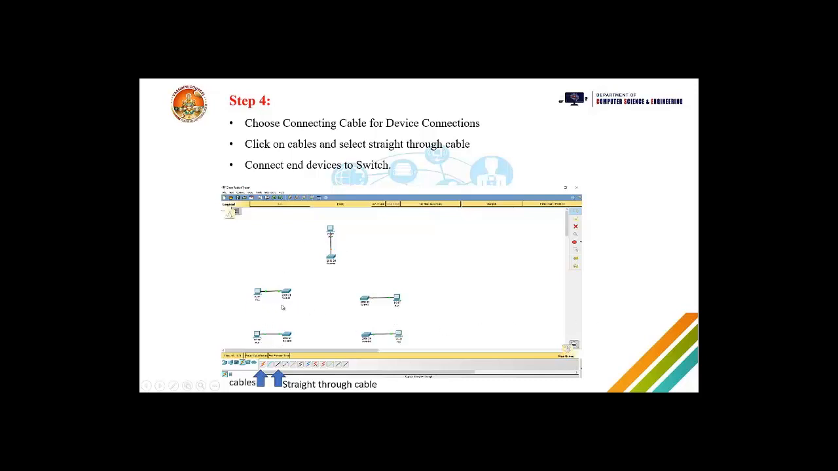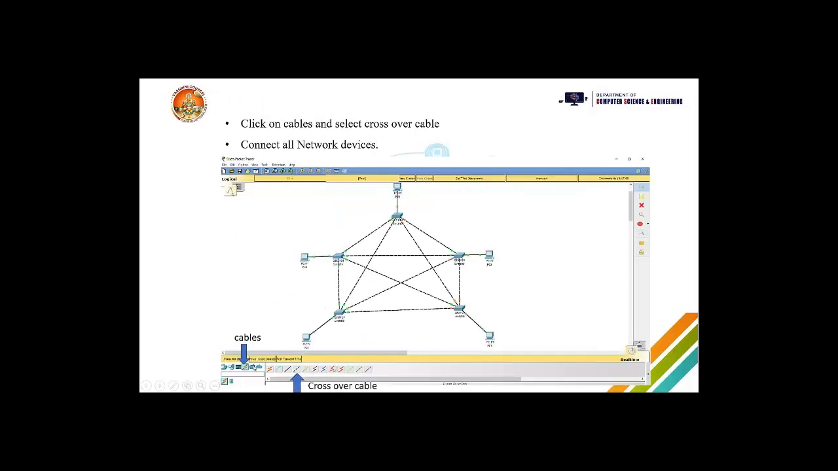Once you have connected these devices, it's time to connect the switches together. First, I'll select the cables. Next, click on this crossover cable. And by using this crossover cable, you connect all of these switches together by using mesh topology.